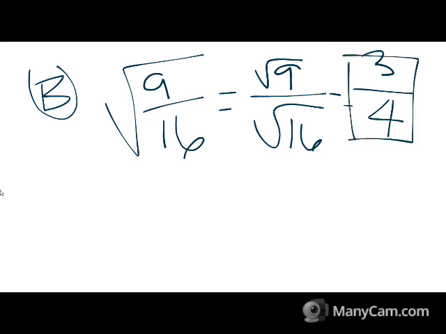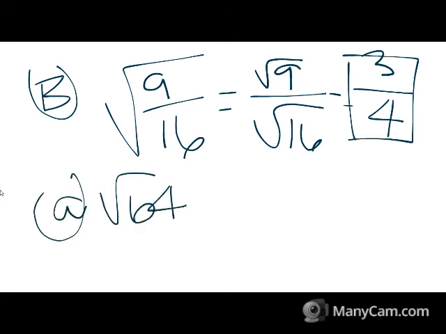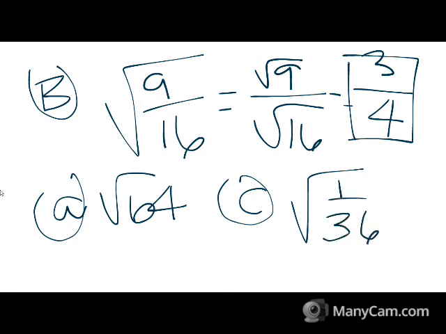So why don't you try the Got It and try letter A, radical 64, and letter C, radical 1 over 36. All right. Moving on to problem 2.